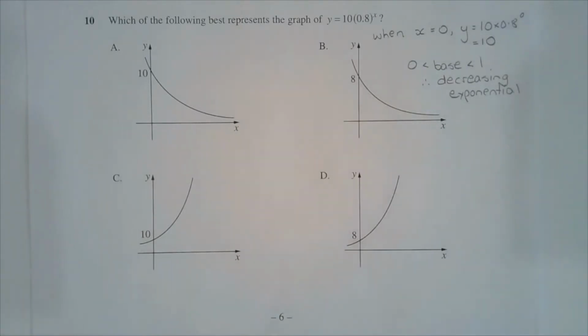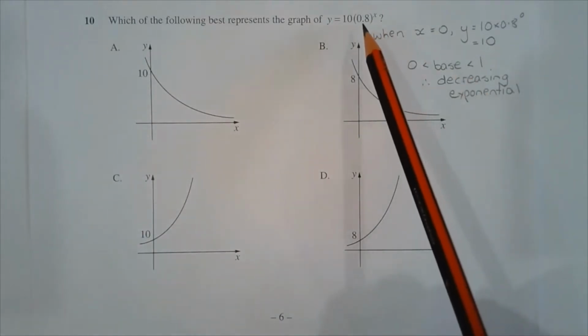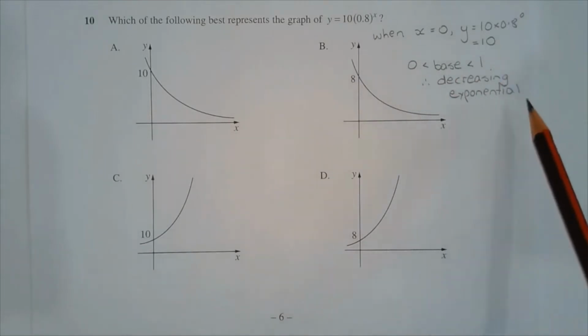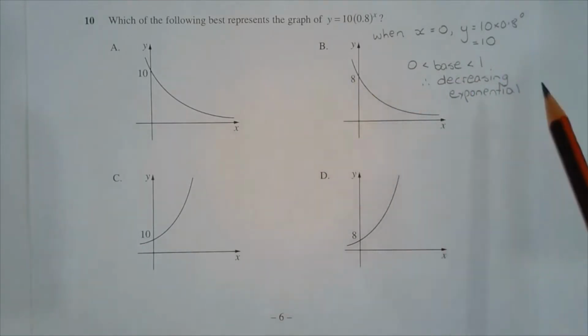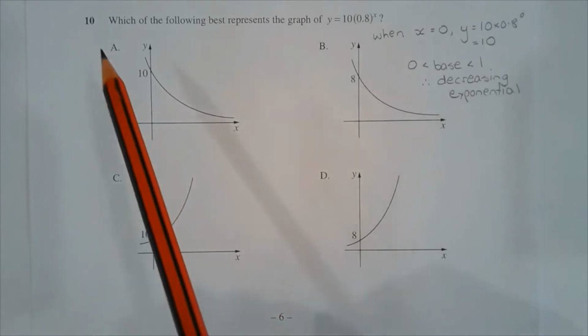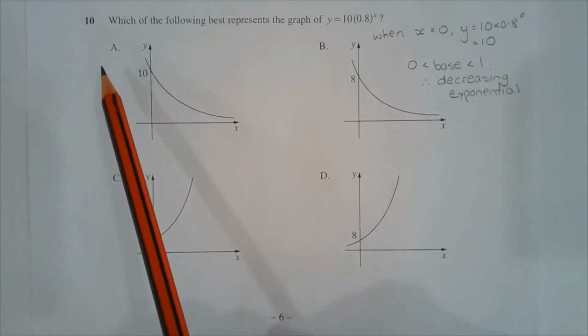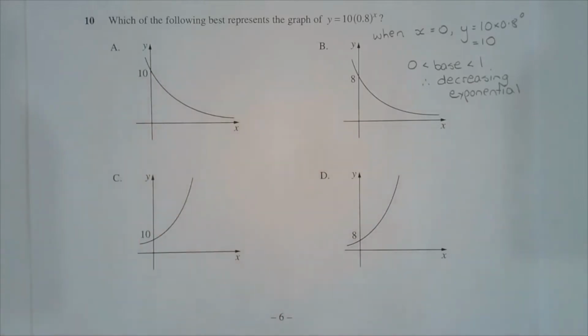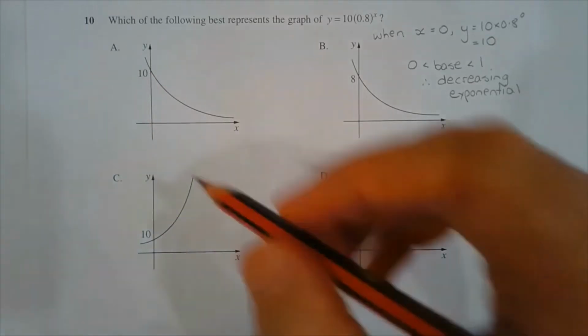So the two options at the moment are either A or C. So B and D are out. Next, consider the value of the base. Now, because the base is between 0 and 1, this is a decreasing exponential graph going from left to right. So therefore, out of A or C, option A shows a decreasing exponential graph with a y-intercept of 10. So therefore the answer is option A.